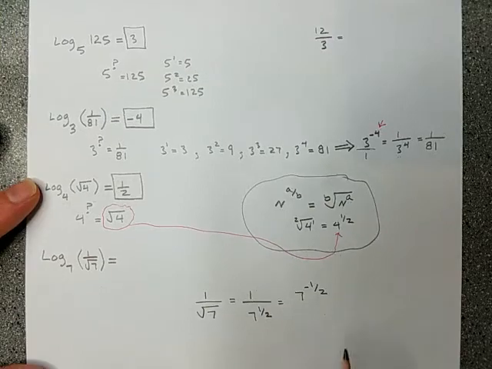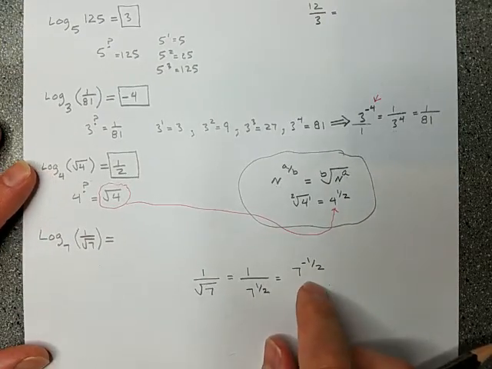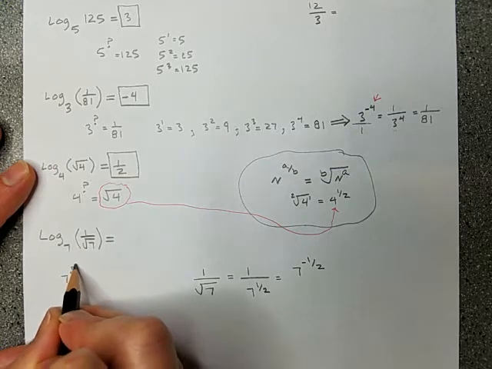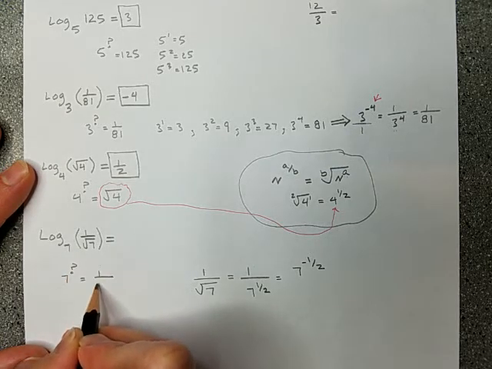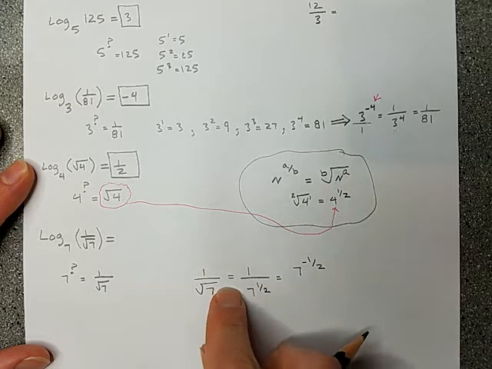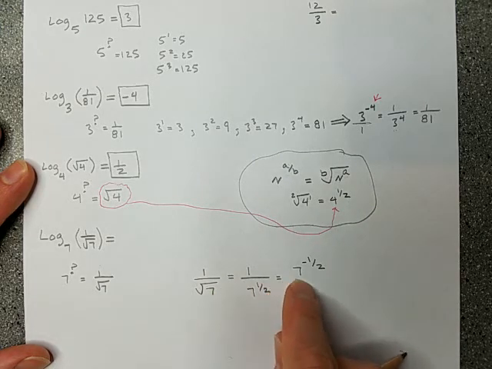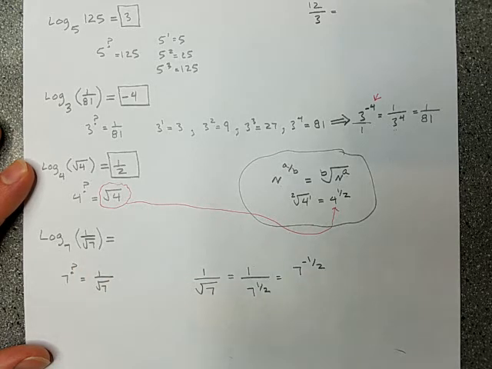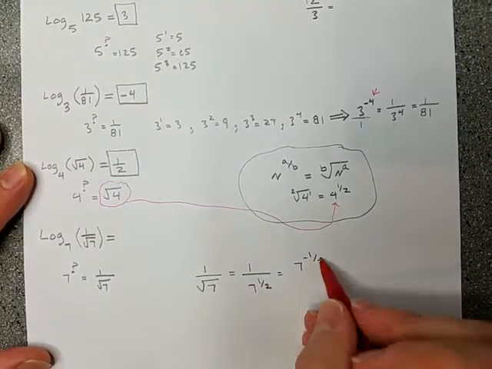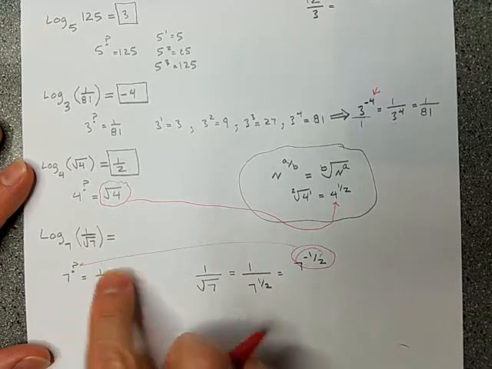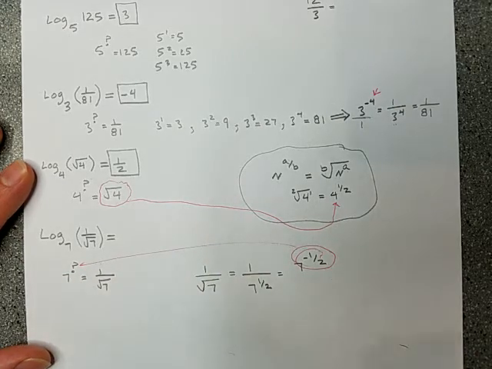So I think this is what I want. Because what are we looking for? 7 raised to what power is going to give you 1 over root 7? Well, 1 over root 7 is 7 to the minus 1/2 power. So that's the power you want. See? We found it this way. That's what that power needs to be, negative 1/2. Okay.